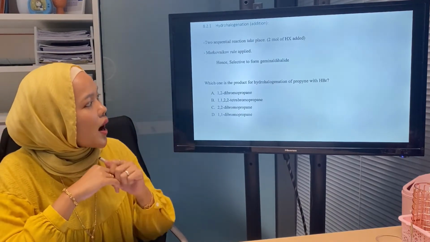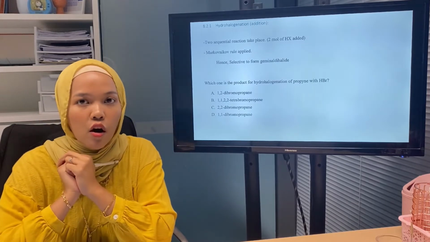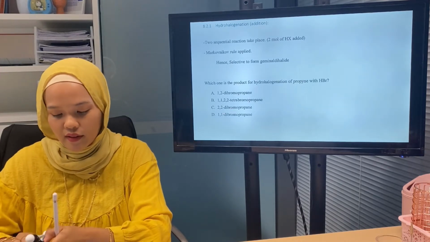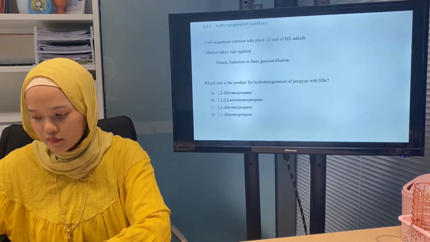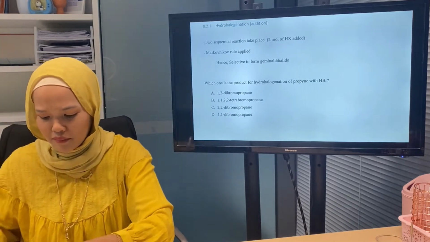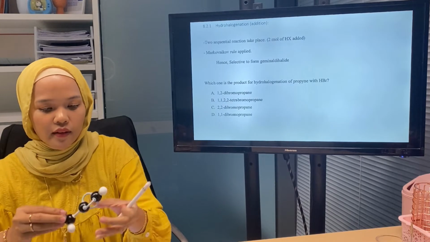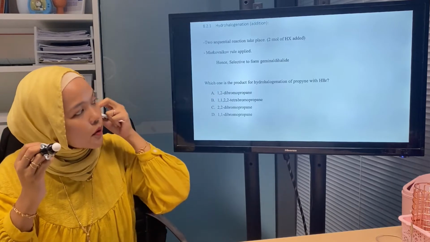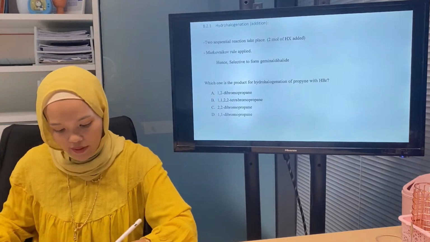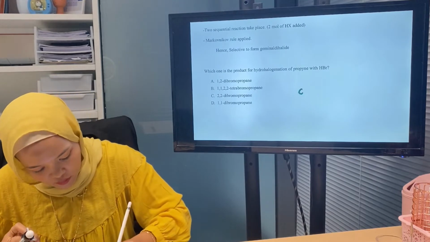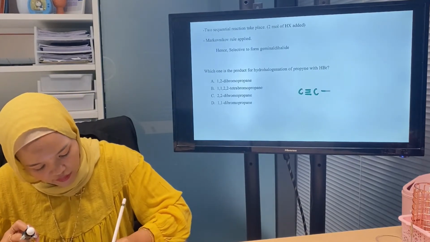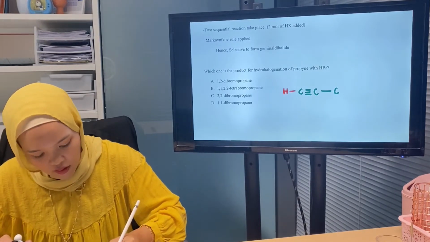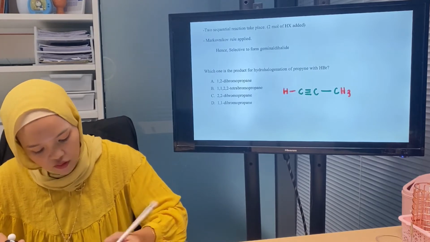Which one is the product of hydrohalogenation of propyne? For example, how does propyne look? Like this. Sorry, give me 1 minute. So this is propyne, this is how it looks. Which one is the product for hydrohalogenation of propyne? Propyne is like this, 1, 2, 3 carbons. Of course here, no hydrogen, so here you have CH3.